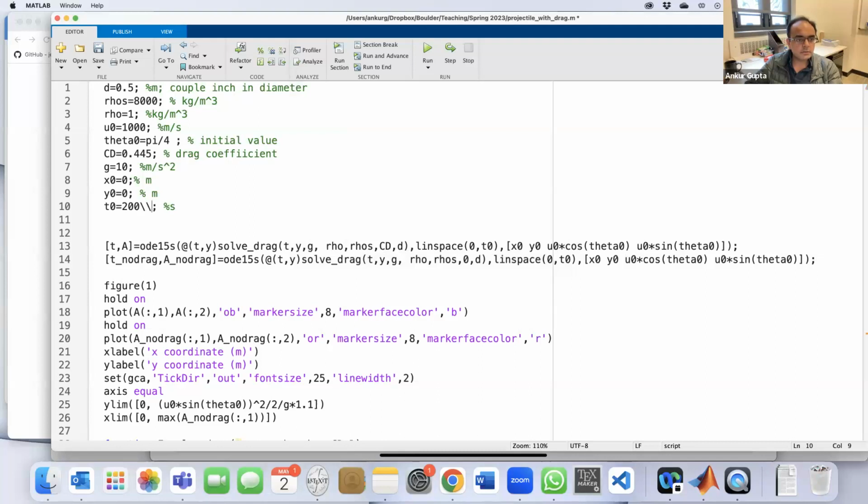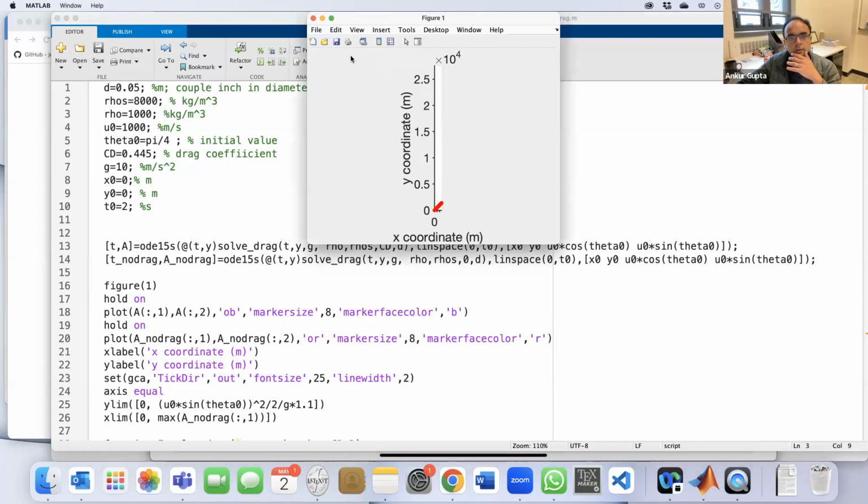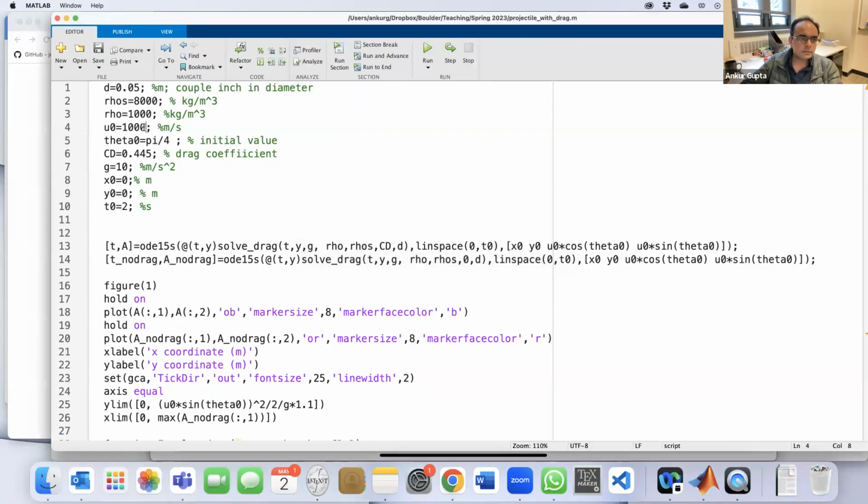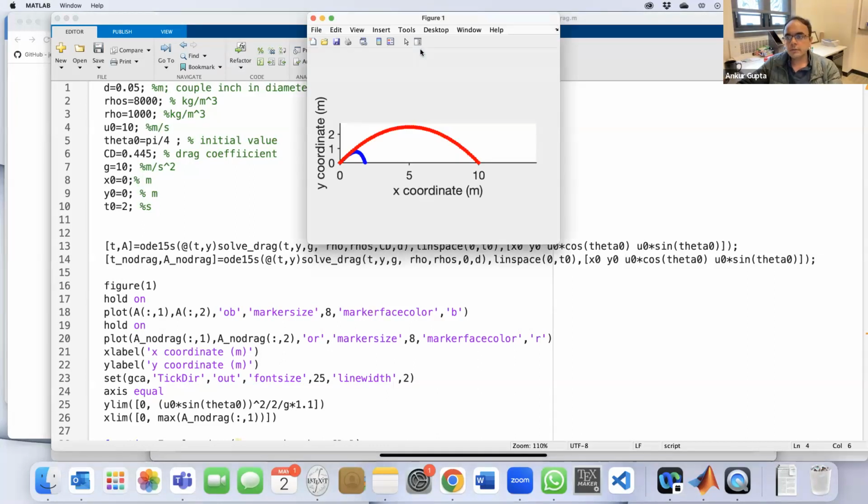For simplicity, let's go back to the water case, a couple of inches in diameter, and this is, let's say, 1,000. Just to remind you, we have this, what happened here. Also, the velocity was also, I think, 10. That was the problem. So now we see the same case. So velocity is 10, and then we are able to discard this projectile.